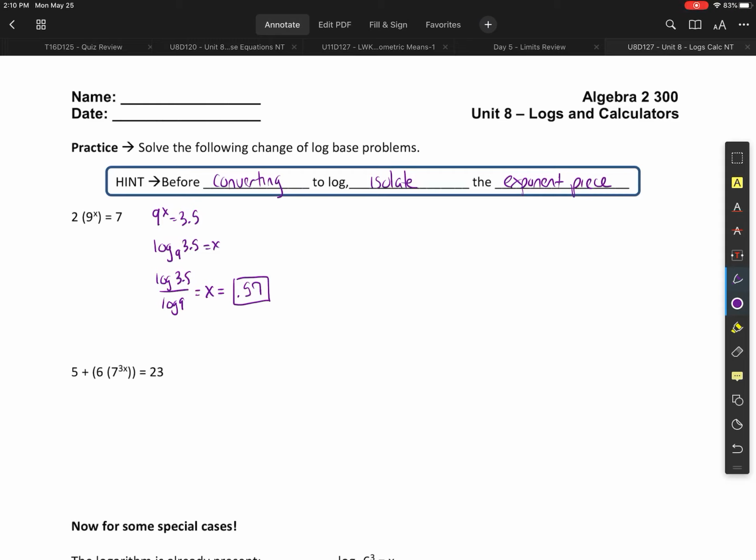Yep, works. Is it exactly 7 when I plug in? No. Why? Because I rounded. Due to rounding, it's not going to be perfect.